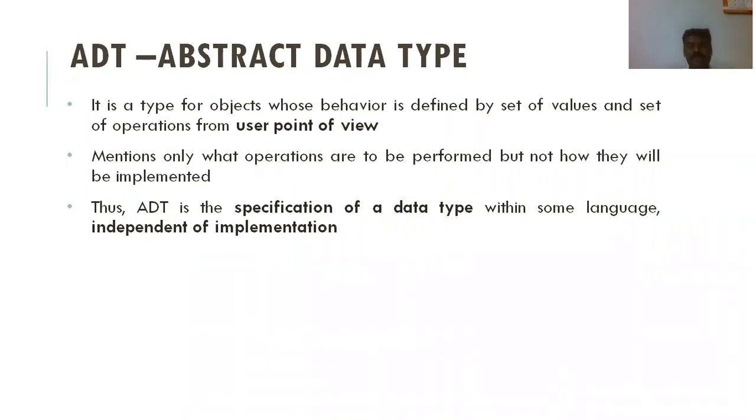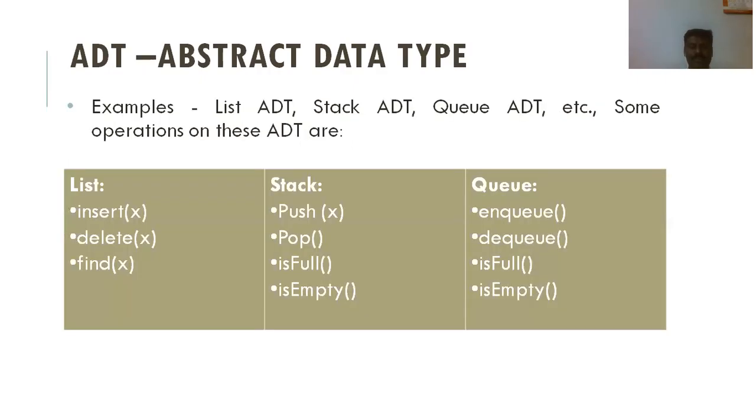Abstract data type. An abstract data type is nothing but a set of operations on the linear and non-linear data structures. Take a simple example. The list, stack, and queue are linear data structures. Under the list, you have operations: insert, delete, and find. These are some of the operations under the list abstract data type. Then for the stack, you have important operations: push, pop, is full, is empty. This is called an abstract data type with the operations.